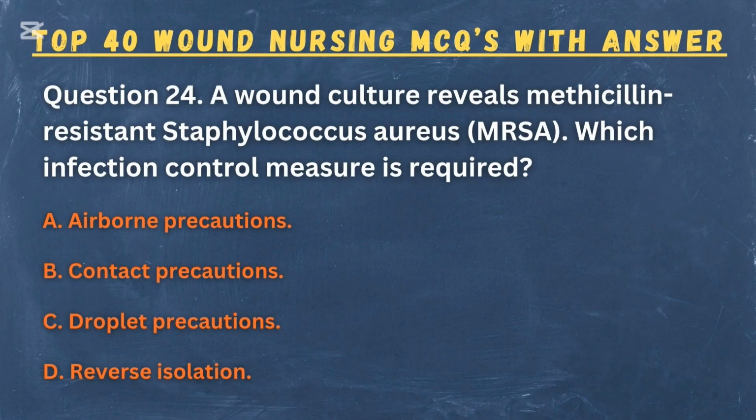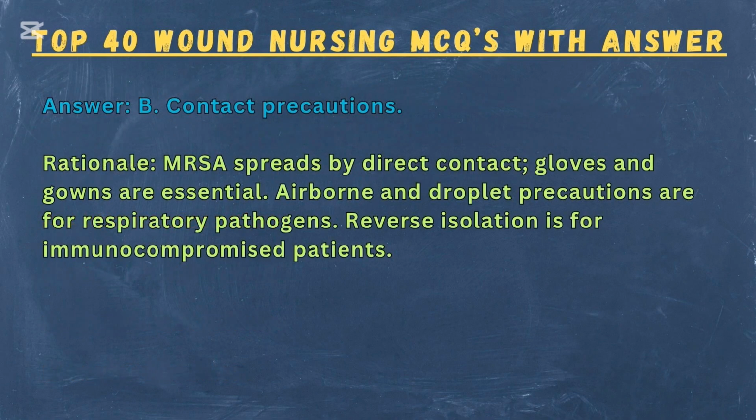Which infection control measure is required? A. Airborne precautions. B. Contact precautions. C. Droplet precautions. D. Reverse isolation. Answer: B. Contact precautions. Rationale: MRSA spreads by direct contact. Gloves and gowns are essential. Airborne and droplet precautions are for respiratory pathogens. Reverse isolation is for immunocompromised patients.